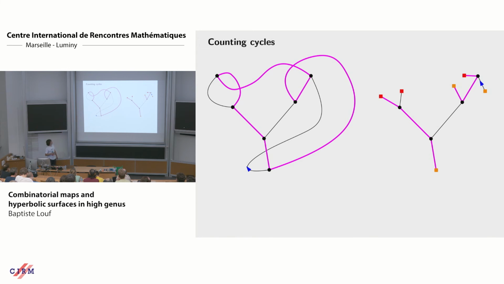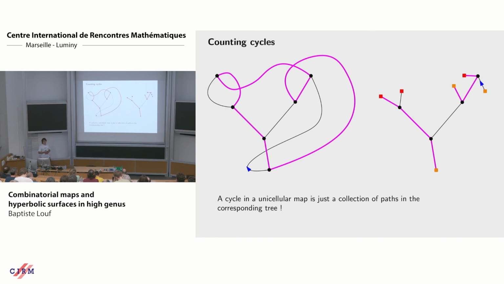And so here is my map. And in pink, there's a cycle, a simple cycle. And through Guillaume's bijection, what is a cycle? It's just a collection of paths with the identifications that are made. So here, this one goes here, this one goes here.